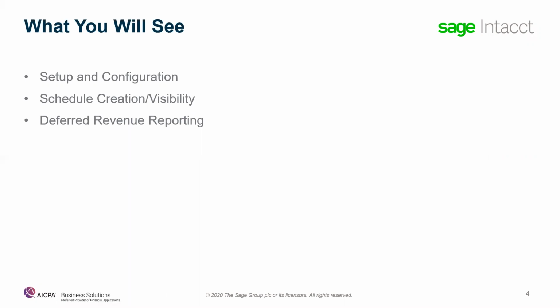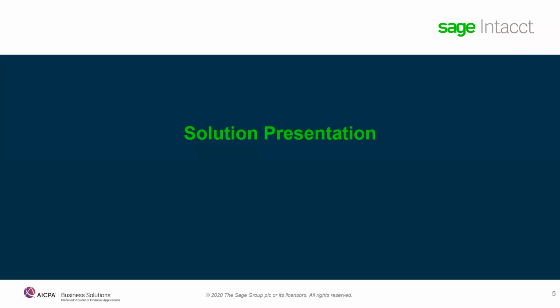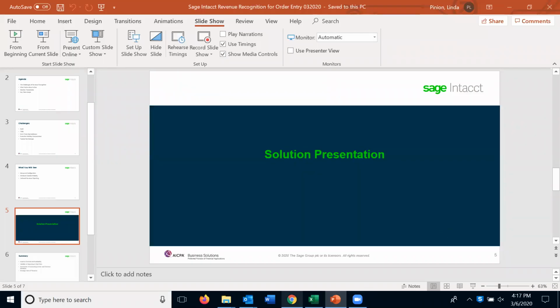What I'm going to share with you today is a little bit of the configuration and setup that you would want to do in inventory and in order entry to utilize revenue management. I'm also going to share with you a sales order that I have already put through the process of creating that schedule. So you'll see that schedule created. You'll see the visibility that you have to that schedule. And then we'll take a look at some deferred revenue reporting. So let's go ahead and take a look at that in the solution.